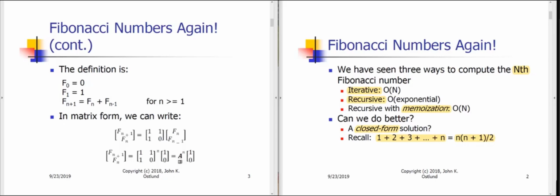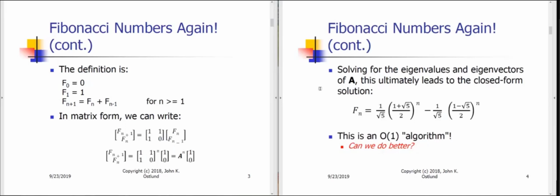Okay, so we can call that matrix A, and therefore given our vector of f sub 1 and f sub 0, we just multiply by A to the nth power to get f sub n plus 1 and f sub n. And from that, without pretending to amaze you with a bunch of linear algebra, we can just solve for the eigenvalues and eigenvectors of A to reformulate that equation. And ultimately, this does lead us to a simple closed-form solution. That is, f sub n is given by this formula, which I'm not going to read aloud.